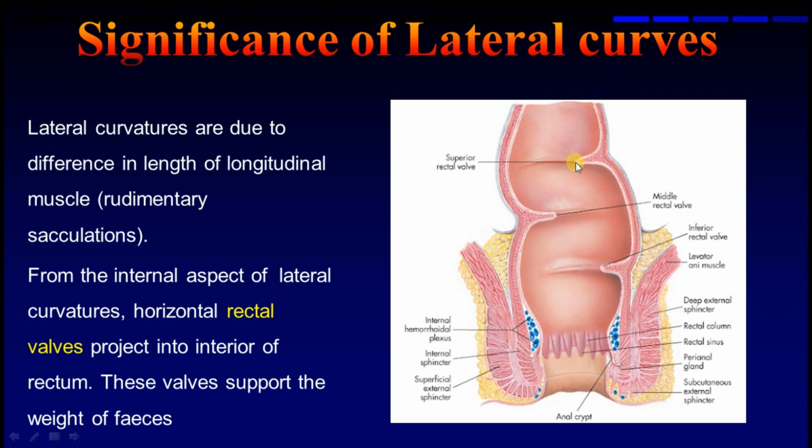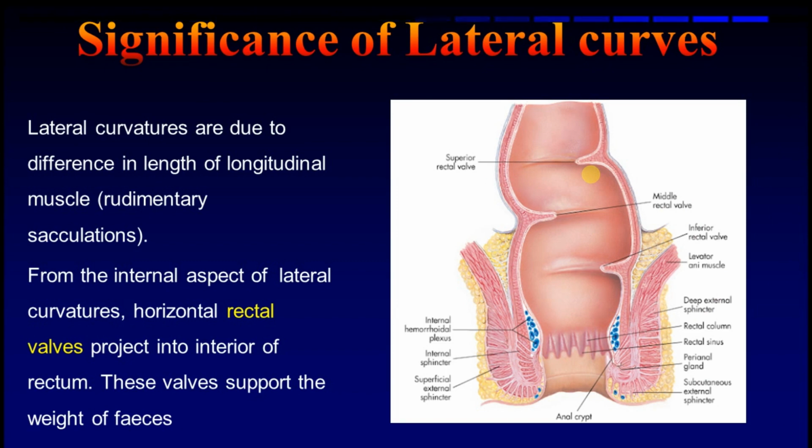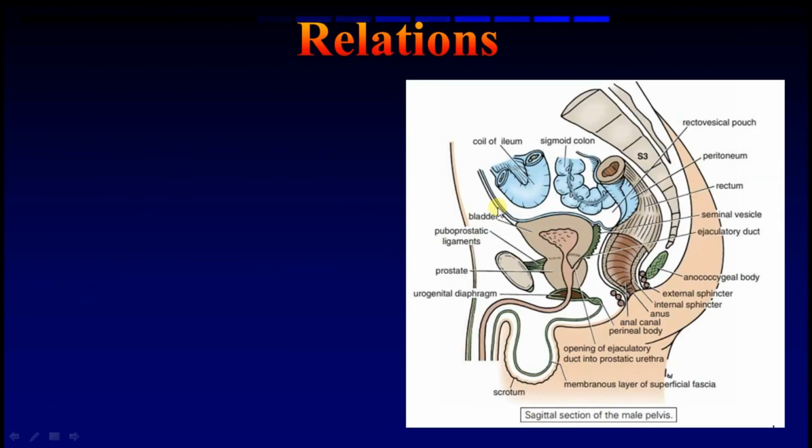Each valve is a reduplication of the mucous membrane, and deep to the mucous membrane we have the submucosa and also the circular smooth muscle layer. So it's a reduplication of mucosa, submucosa and the smooth muscle of the muscularis externa. The 4 layers of the GIT you should always remember. So the lateral curves give rise to the rectal valves. I'll come back to the rectal valves again after some time.